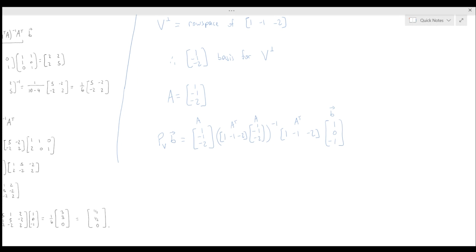So I think this time what I'll do, let's start by computing A transpose times B. So that's just going to be 1 plus 0 plus 2. So A transpose B is 3. Okay, so next, I'm going to compute the A transpose A inside the parentheses. That's going to be 1 plus 1 plus, sorry, plus 4, which is going to be 6. Okay.